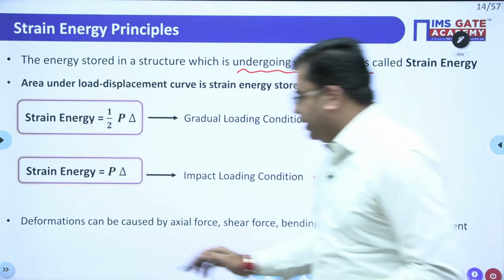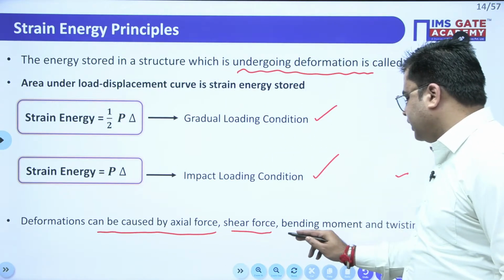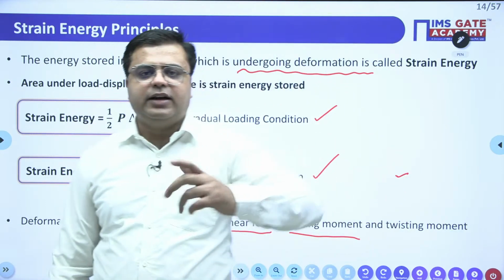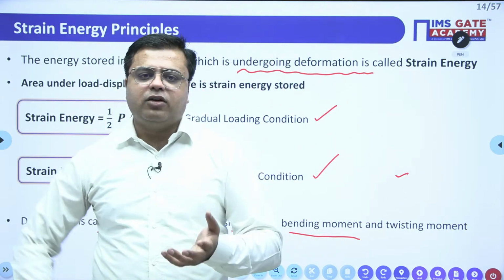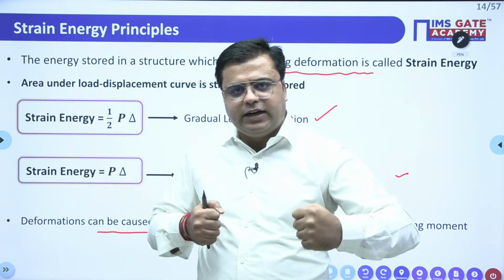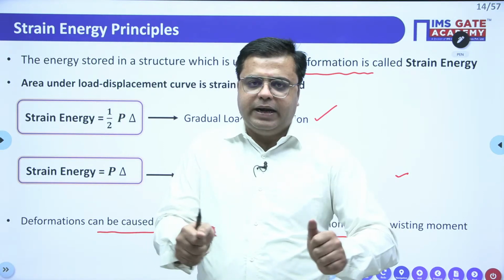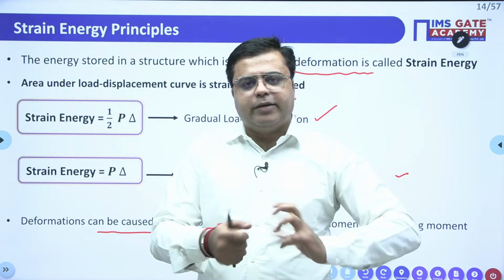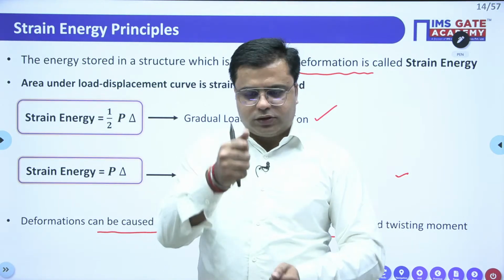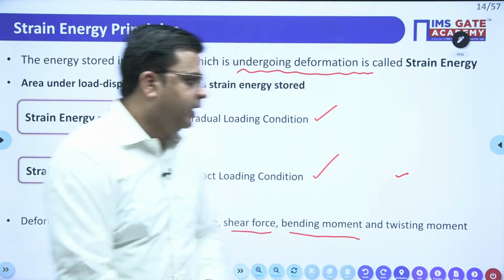Deformations can be caused by the axial force, shear force, bending moment, and last one, the twisting moment. So these are the different types of force which can cause deformation. If you apply the axial load, you will see the axial deformation. If you apply the bending moment, you will see the bending action. If you apply the twisting moment, you will see the twisting action. And if you apply the shear force, you will see the shear action. Correct?